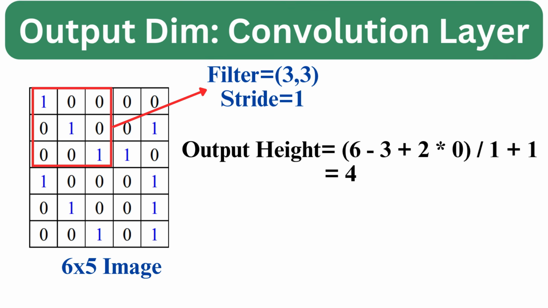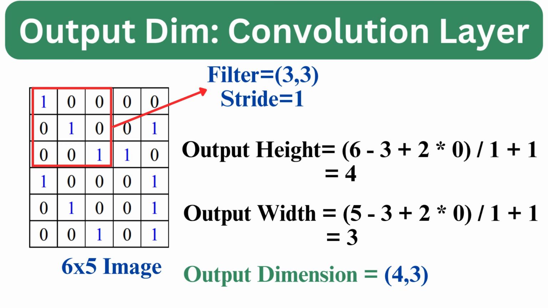Now similarly, let's calculate the output width. The input width is 5 minus the filter width, which is 3, plus 2 times padding, which is 0, divided by stride, which is 1, plus 1 equals 3. So the output dimension after applying a convolution filter of 3 by 3 with stride 1 and no padding on an image of 6 by 5, we would get an output of 4 by 3.